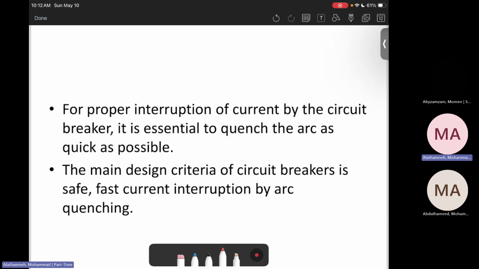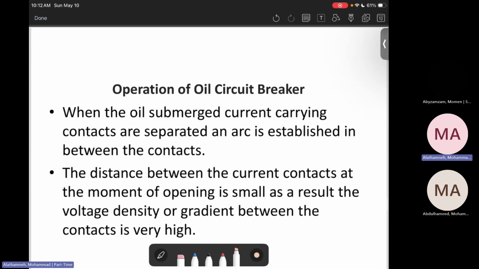Now, for proper working, we need to make sure to extinguish that arc as quickly as possible. So the main thing is to make sure the circuit breaker provides safe, fast current interruption by arc quenching as much as possible.